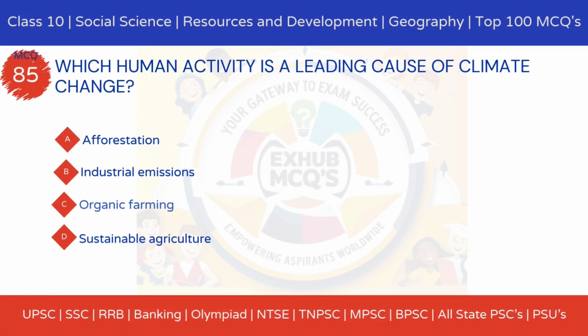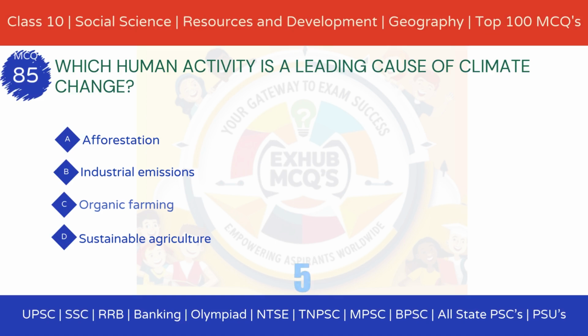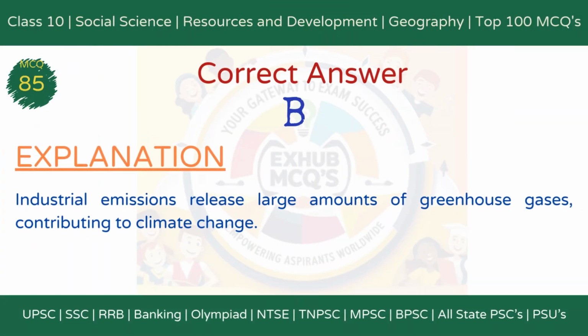MCQ 85. Which human activity is a leading cause of climate change? Option A, afforestation. Option B, industrial emissions. Option C, organic farming. Option D, sustainable agriculture. The correct answer is option B, industrial emissions. Explanation: industrial emissions release large amounts of greenhouse gases, contributing to climate change.